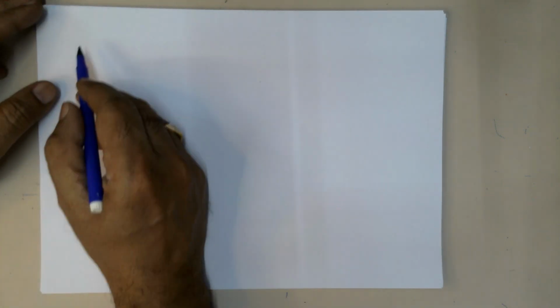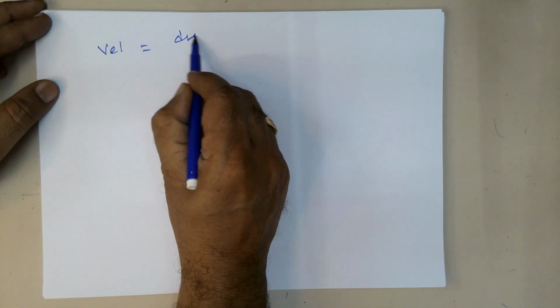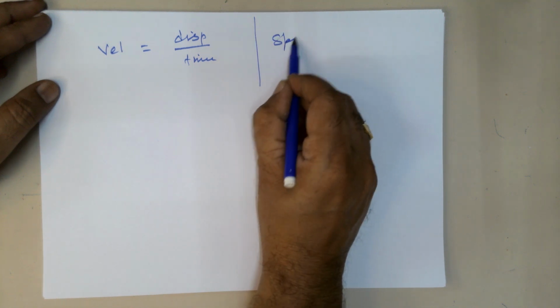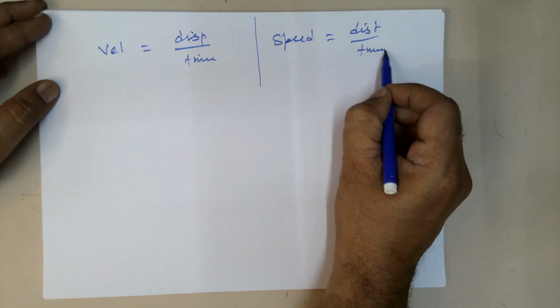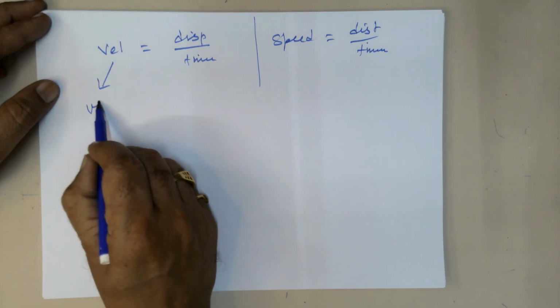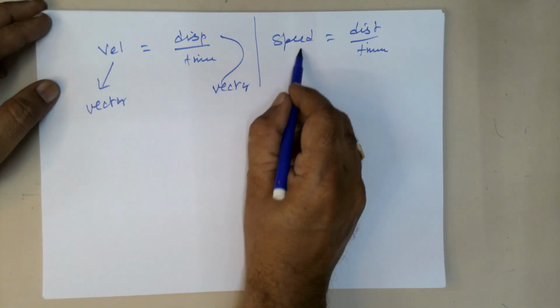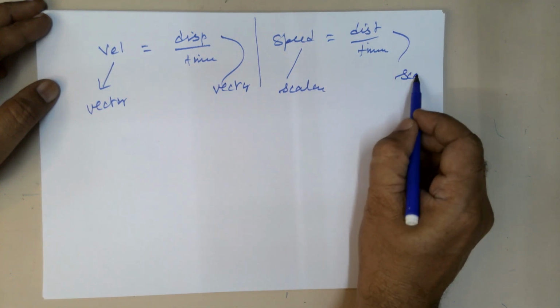Now, we know something about velocity. What do you mean by velocity? Velocity is nothing but displacement divided by time. If it is speed, it is distance traveled divided by time. So velocity is a vector quantity. Why? Because displacement is a vector quantity. Whereas speed is a scalar quantity, because distance is a scalar quantity. Do you understand this point?